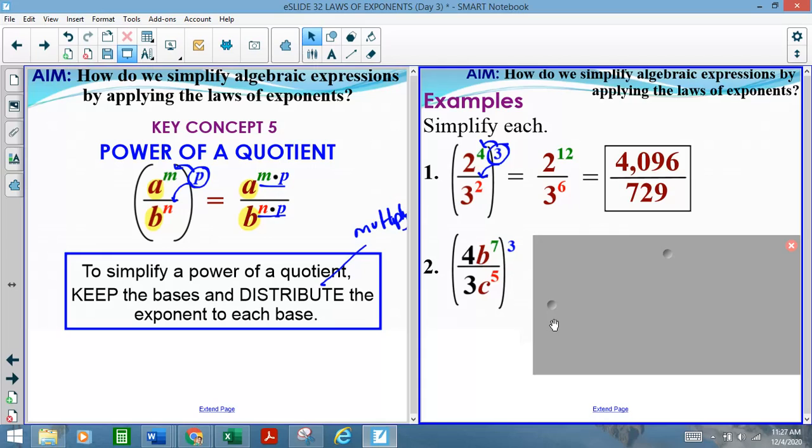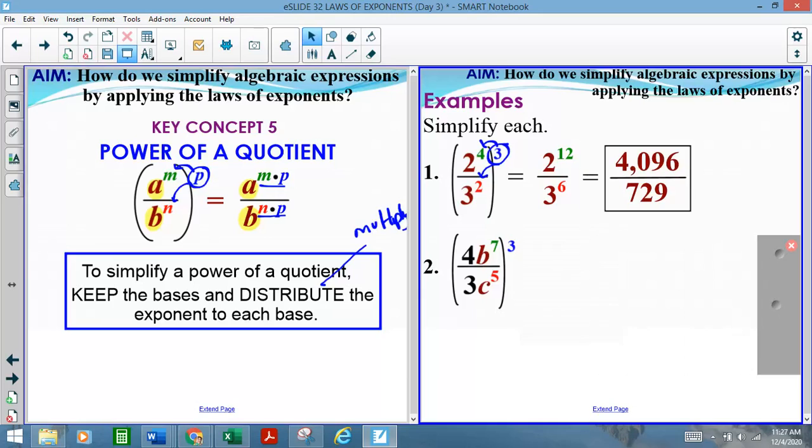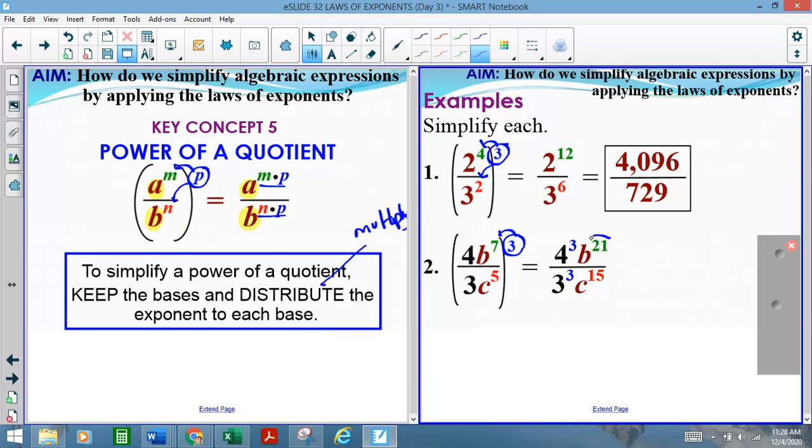So now here is a little bit different. Now, again, taking a look at our bases, they're not the same. So we need to go ahead and distribute. Take a look here. Well, how did we get that? We know that we need to distribute the exponent on the outside to everyone in the inside. So of course, 3 times 7 gives us our 21.